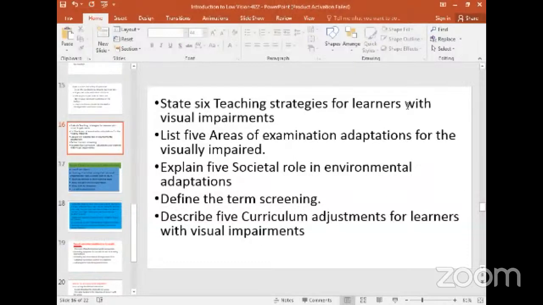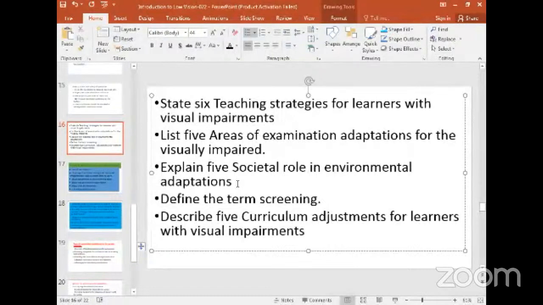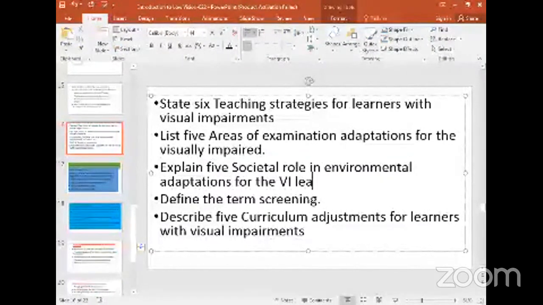Societal roles in environmental adaptations. That is for the VI children, the visually impaired learners.